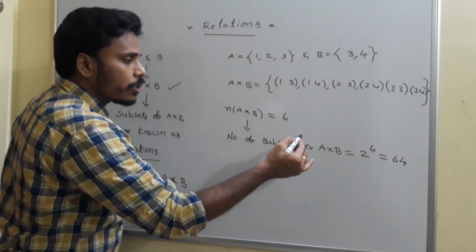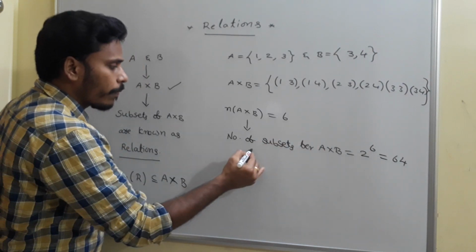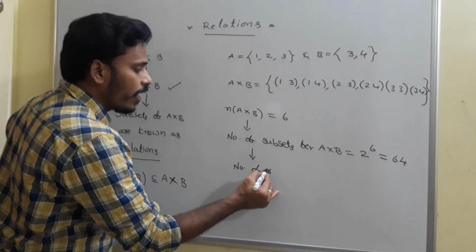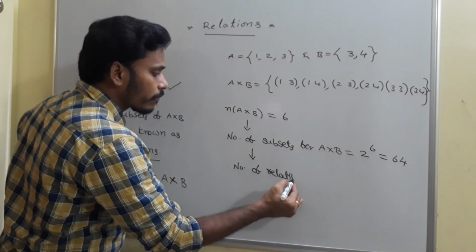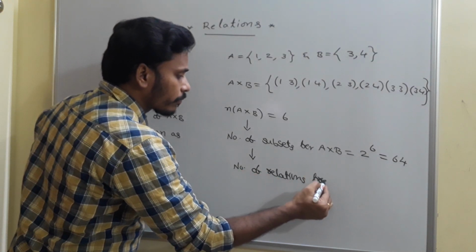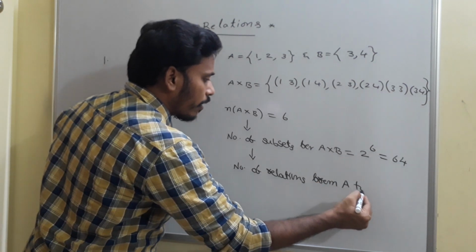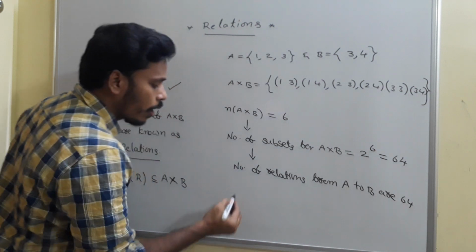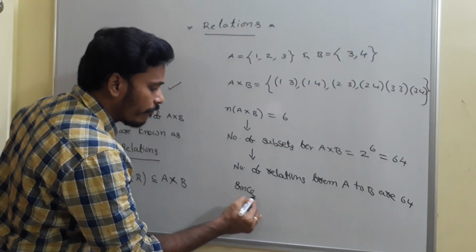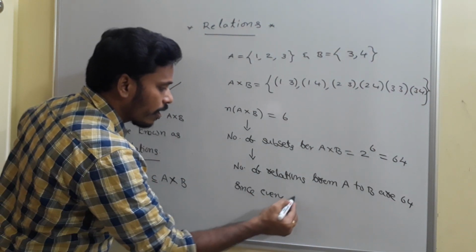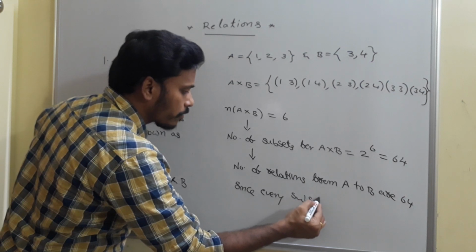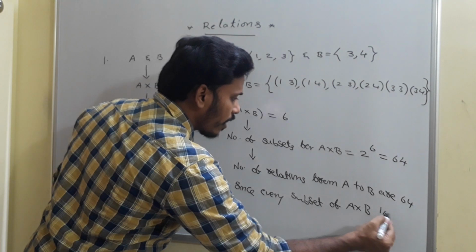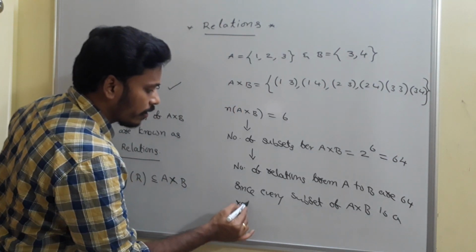The number of subsets of A cross B is 64. That concludes that the number of relations from A to B is 64. Why? Because every subset of A cross B is a relation. Just think about it.